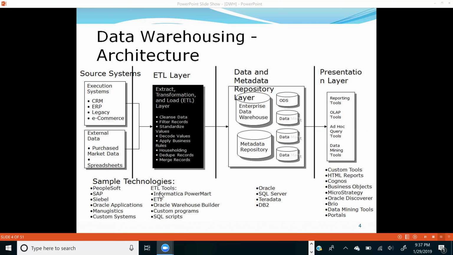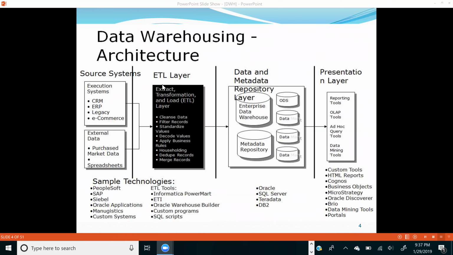In the market there are different ETL tools, like Informatica PowerCenter, which is one leading tool, then the Oracle product Warehouse Builder, then SQL scripts, and to list some of the popular ones, IBM DataStage, Ab Initio, and Microsoft SSIS.